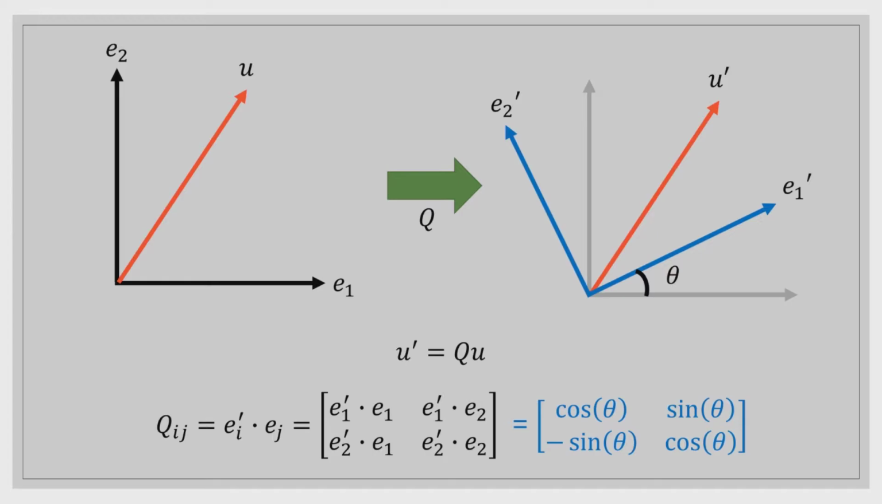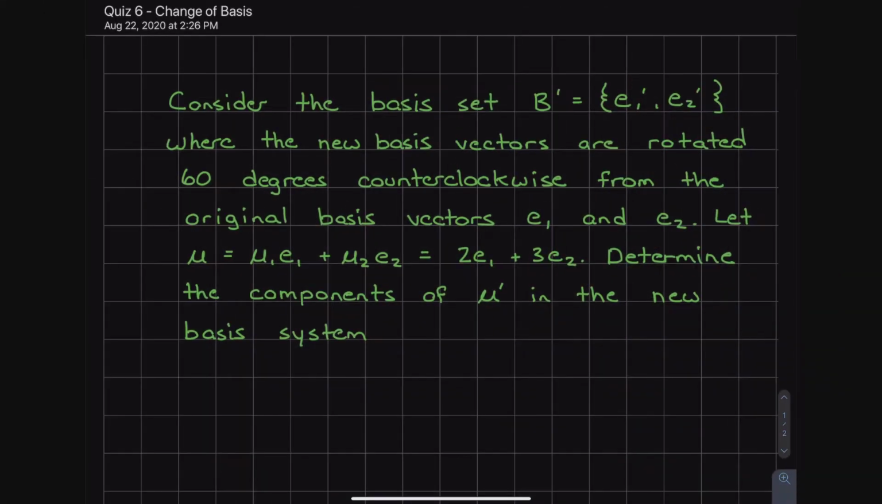Let's do it. All right, so the question says, consider the basis set B prime, which is composed of E1 prime and E2 prime, where the new basis vectors are rotated 60 degrees counterclockwise from the original basis vectors E1 and E2. Let U equal U1 E1 plus U2 E2, which is equal to 2E1 plus 3E2. Determine the components of U prime in the new basis system.